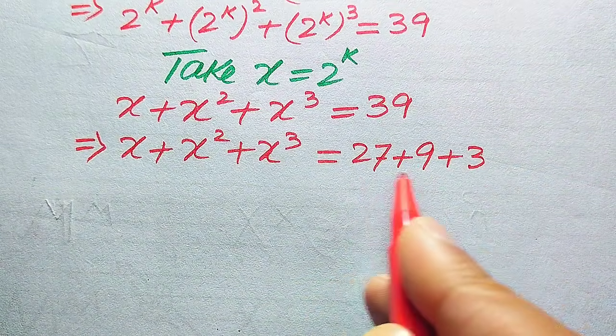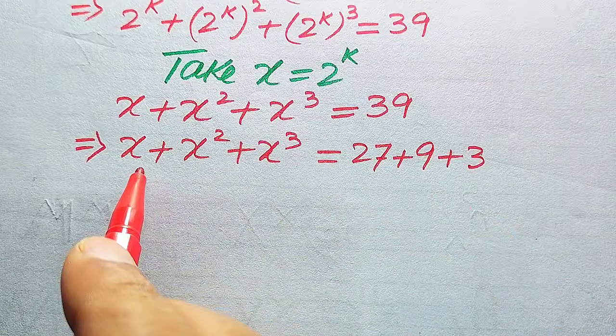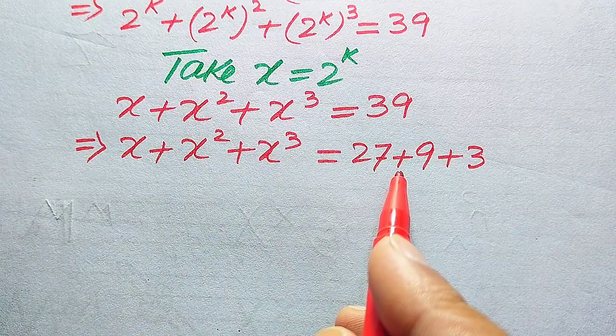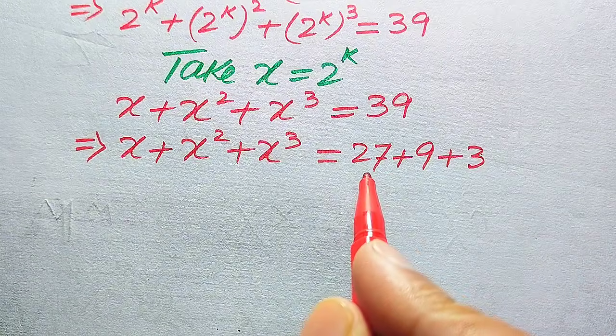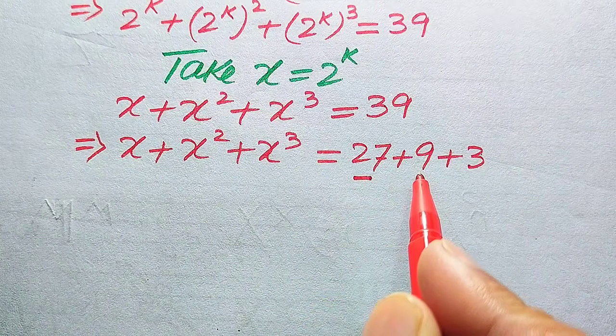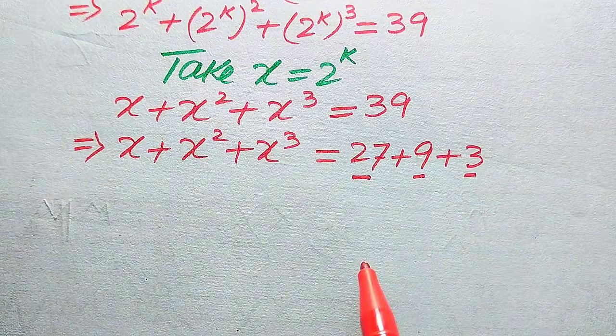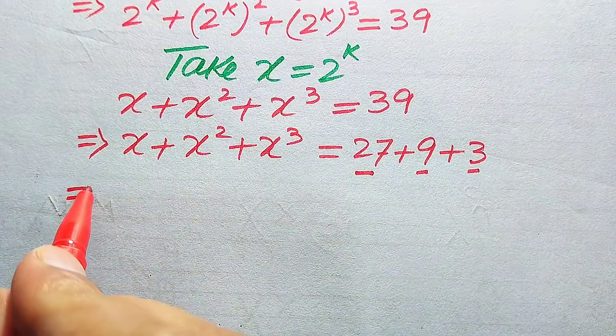We just break this 39 into 3 values, because in the left hand side we have these 3 values, so that's why we break these values in this form, in which we can write one value into the cubic form, the second one into the squared form, and the third one into the one exponent. So here we break these values in this way.